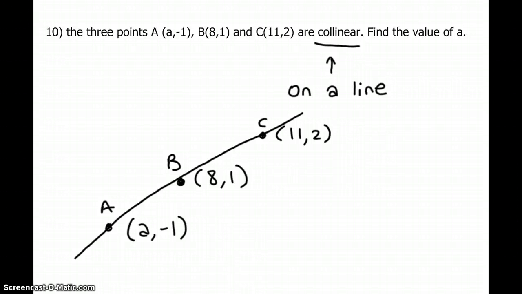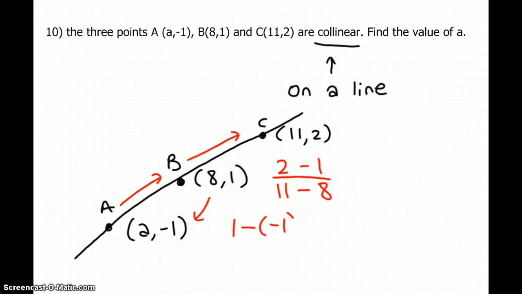So what you know, if that's the case, is that the gradient from here to here, so that would be y2 minus y1 over x2 minus x1, you could work that out, has to be the same as this gradient from A to B. If they're on the same line, they'll have the same gradient, which will be 1 minus minus 1 over 8 minus a. And hopefully, if they're the same, you can then work out your a value.